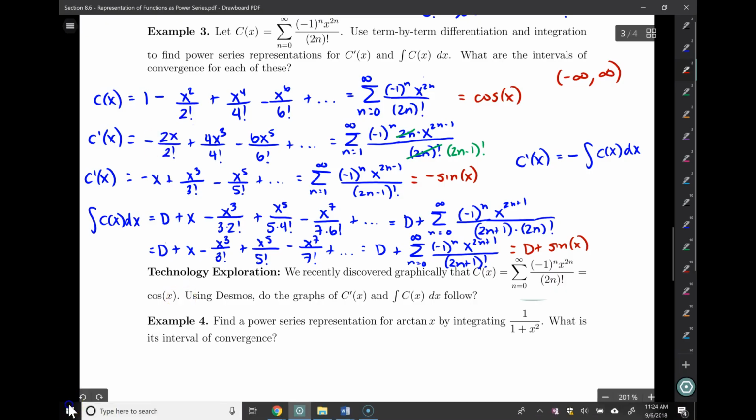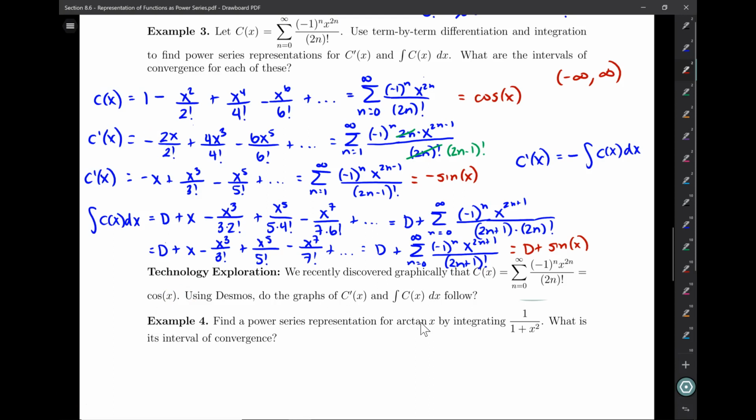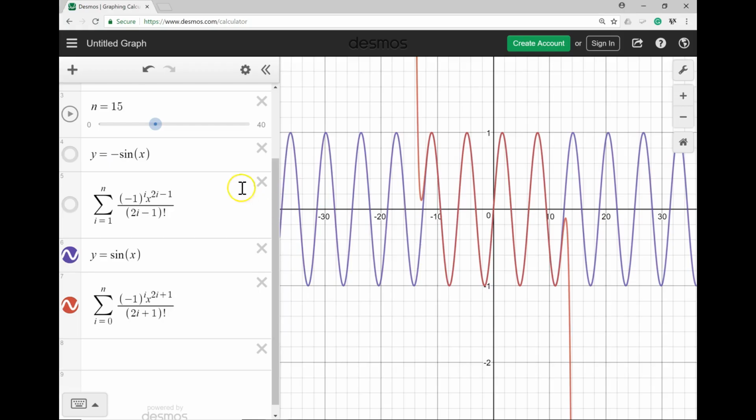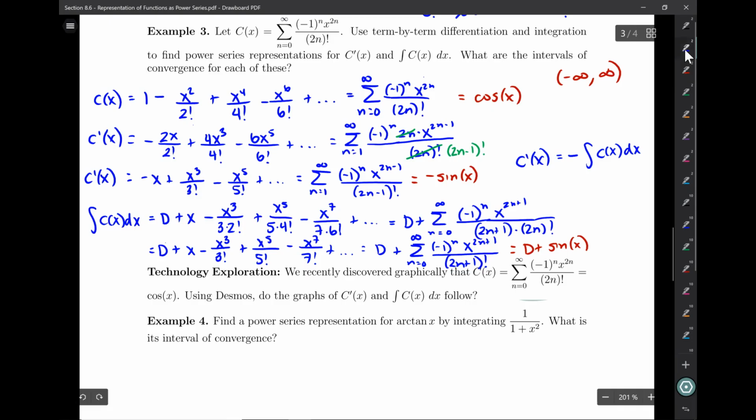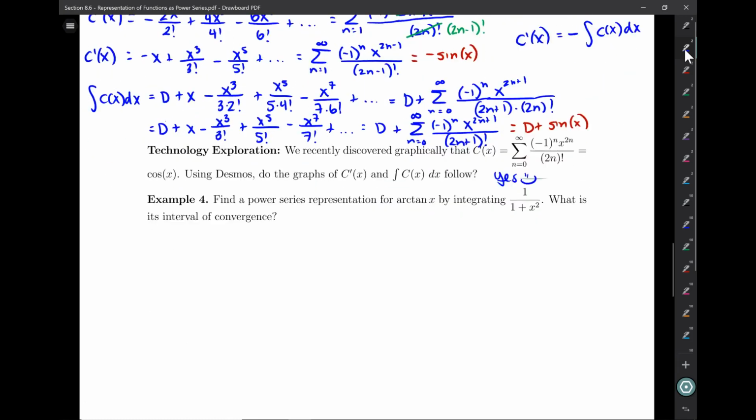Now the plus d part. We can't really find what d is, because we don't have an initial condition. Notice that when we take the antiderivative, we get this plus d. So it's not like we can figure out what d is. But in this case, if we just let d be 0 on both sides, we can still get a representation for the sine function as a power series. So to answer my question here, yes. Do the graphs of the derivative and the antiderivative follow suit? Yes, we see the derivative as being negative sine and the antiderivative as being positive sine.